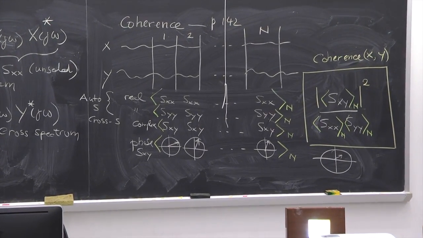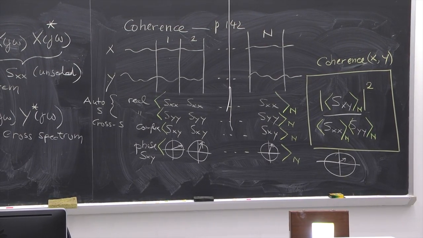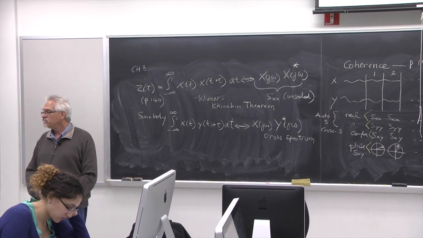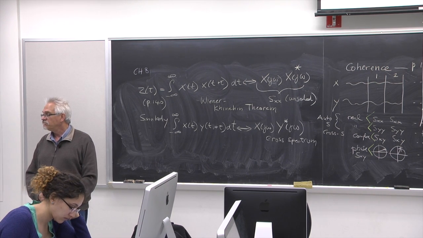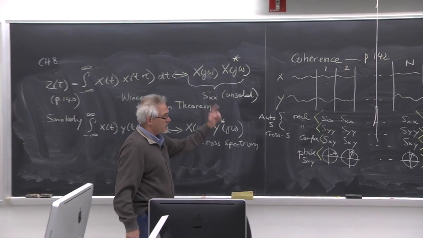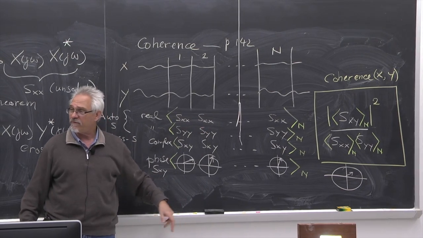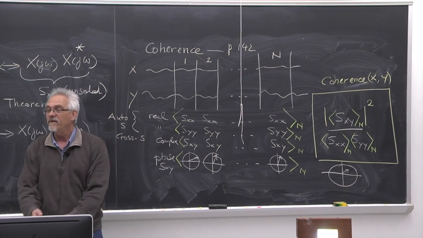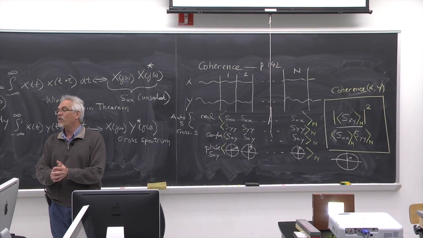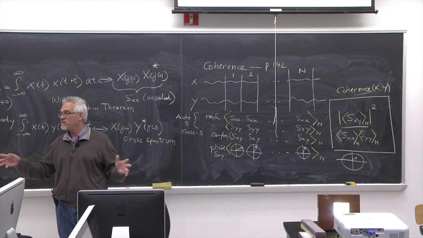Suppose that x and y were both noise. What would you expect? Would you agree if they were both noise, I would find a vector pointing this direction, pointing that direction, pointing the other direction, pointing in all directions. And then if I average them, my result will be 0 or close to 0. Theoretically, of course, if I have an infinite number of epochs, it would be 0.